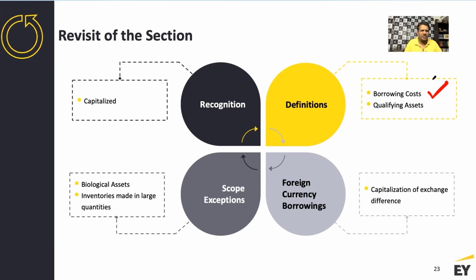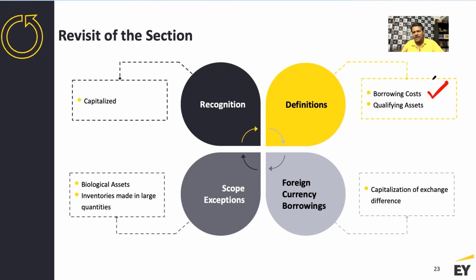There are certain scope exclusions which we talked about: if it is a biological asset which is accounted for at fair value under Ind AS 41, these are not going to be qualifying assets. If the inventory is made in large quantities on a repetitive basis, it is also not an eligible qualifying asset. So there are scope exclusions, and we talked in detail about foreign currency borrowing.